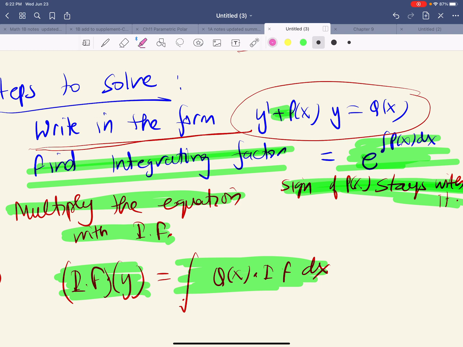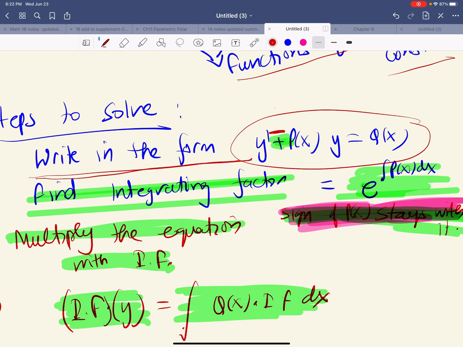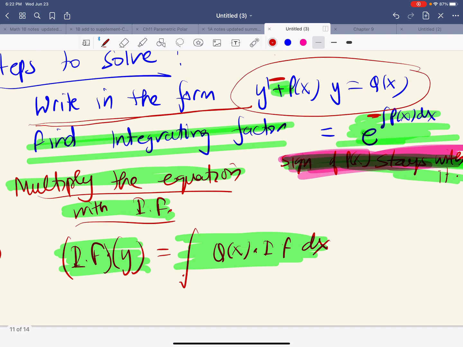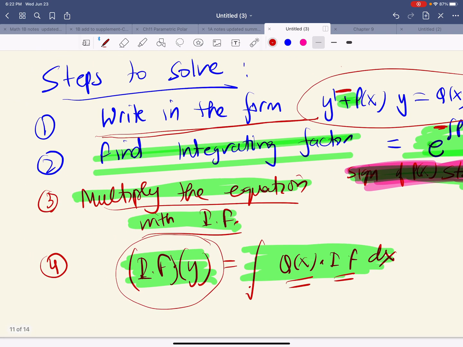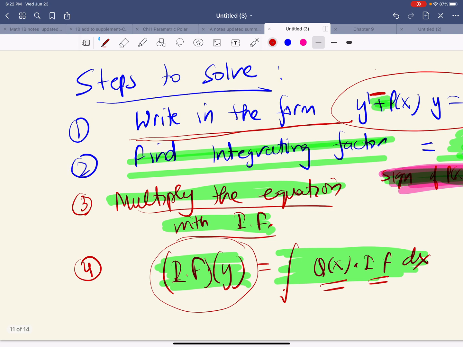Very important that the sign of p of x goes with p of x in the integral. If we have a negative sign here, that negative will go in front for the p of x. Then multiply both sides by the integrating factor. Next step, your left hand side would be the integrating factor times y, and the right hand side would be the integral of q of x times the integrating factor. And then from there we can solve the equation by performing the integration.